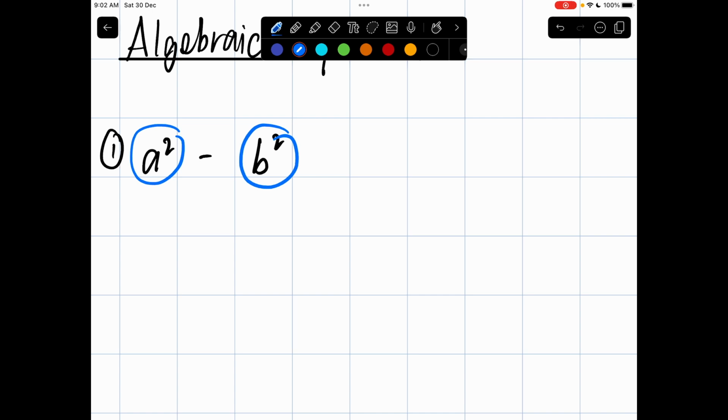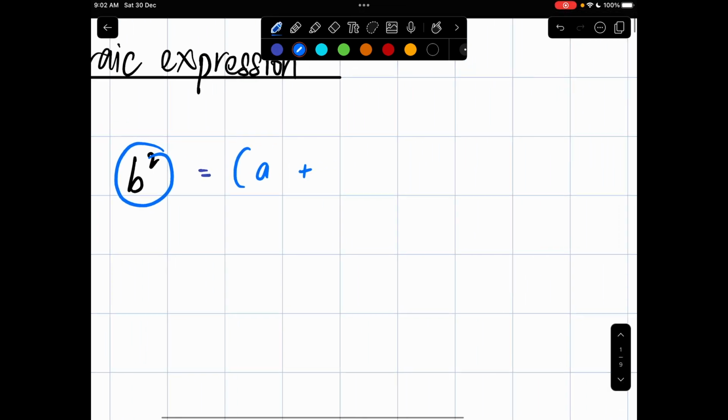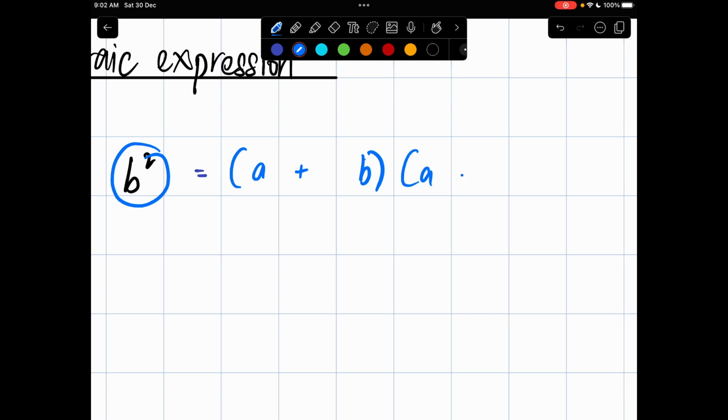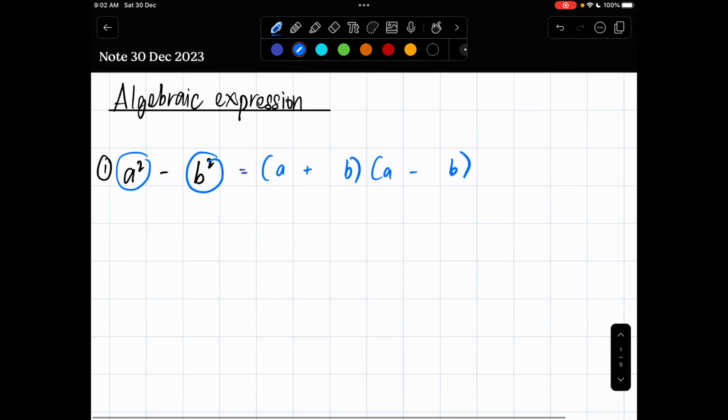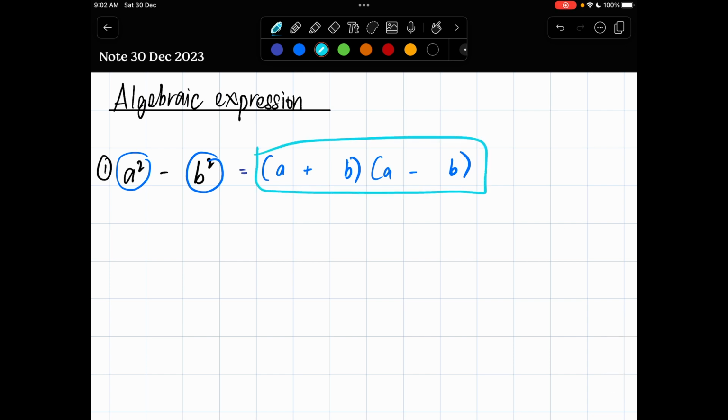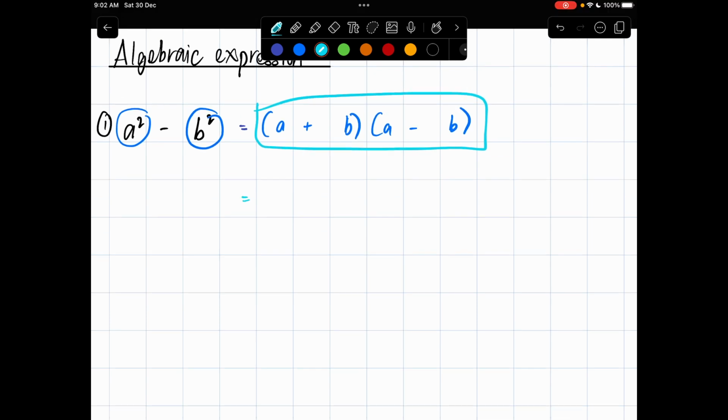So when you have a squared minus b squared, by default the answer would be (a plus b)(a minus b). You might wonder, why is this the case? I will show you. If you try to expand this expression, you will end up with a times a, which is a squared, a times negative b, negative ab, and then b times a, which is positive ab. Then b times negative b, we will be left with negative b squared.